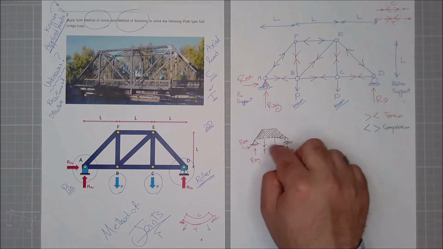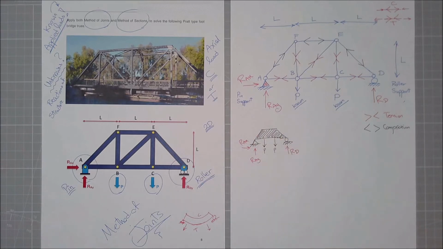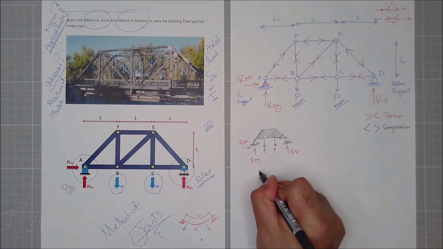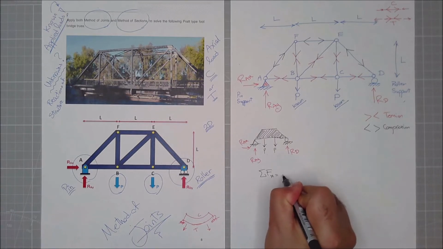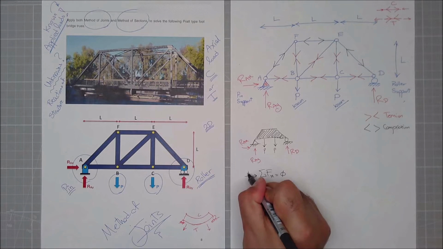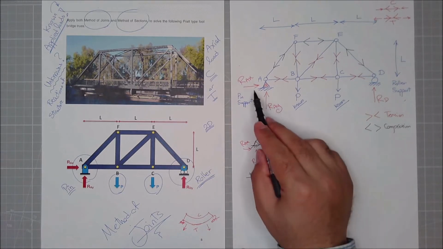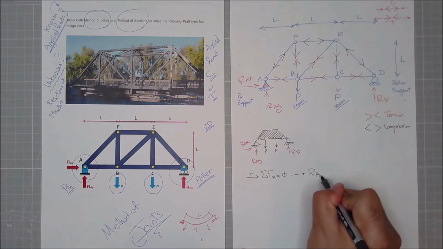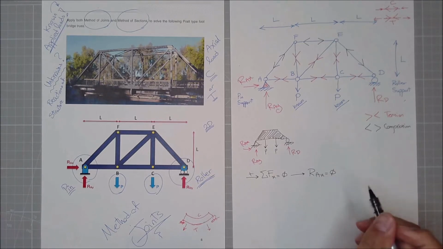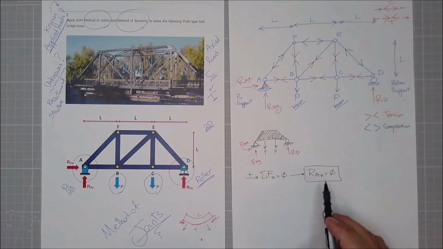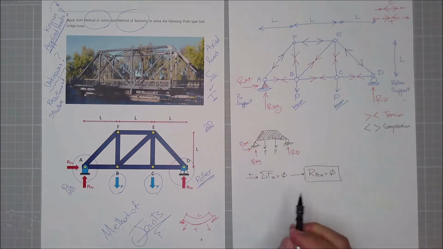For the first step, because you're considering the whole thing as solid, all of the equations of equilibrium apply. So, summation of all forces in the x direction equals zero. This is my positive direction. In this case, I have only RAX. So RAX equals zero, because in that direction, I only have one force laterally.